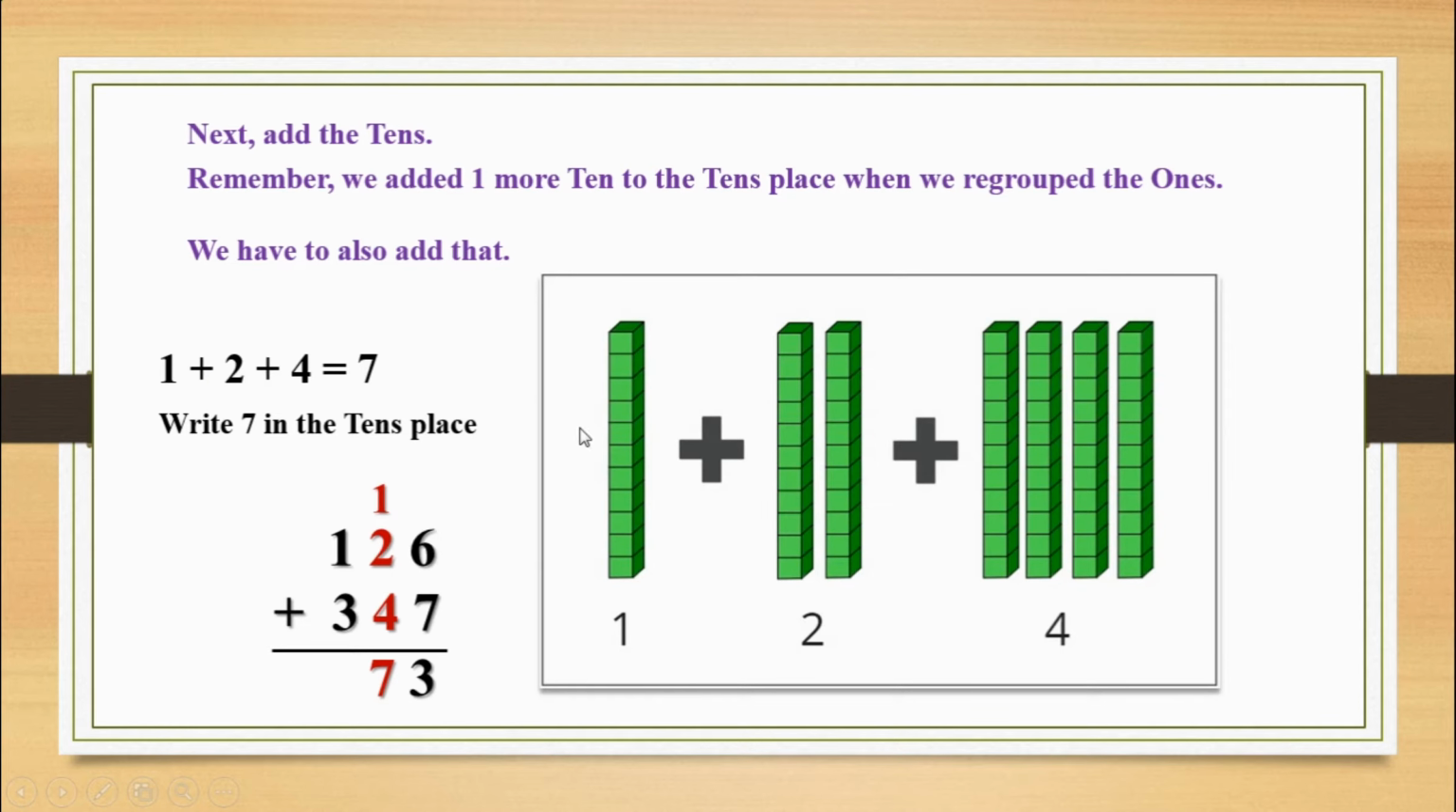Next add the tens. Now this is the tens column. We have to add this. Remember, we added one more 10 to the tens place when we regrouped the ones. We have to also add that. It means here 2 tens and this is 4 tens and this 1 ten we got after regrouping. So 1 plus 2 plus 4 is equal to 7.